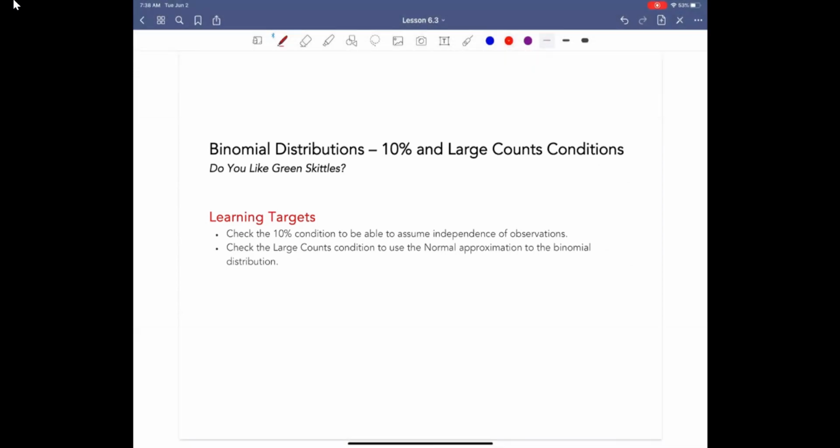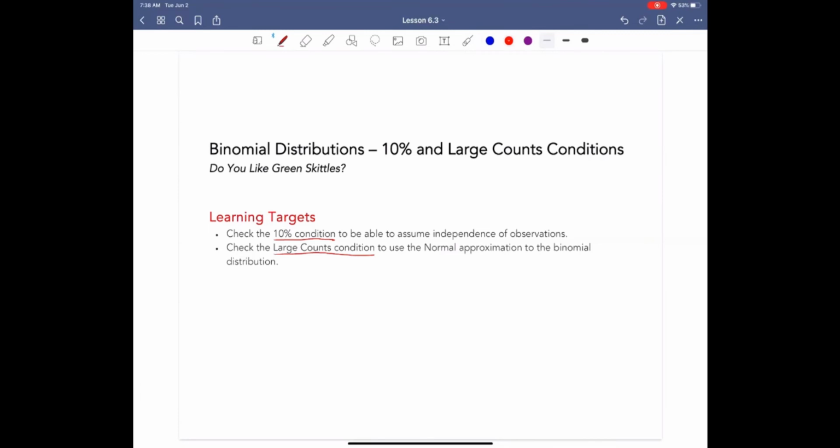In this video we're going to talk about binomial distributions, specifically the 10% and the large counts conditions. The activity that we're going to use for this is called Do You Like Green Skittles? There are two learning targets for today. The first one is to check the 10% condition to be able to assume independence of observations. And the second learning target is to check the large counts condition to use the normal approximation to the binomial distribution.